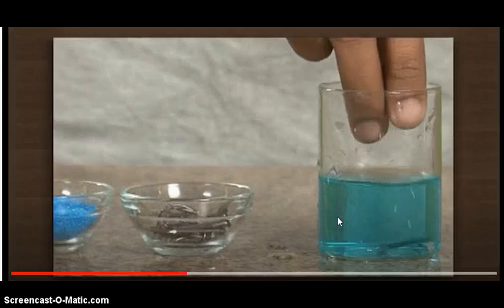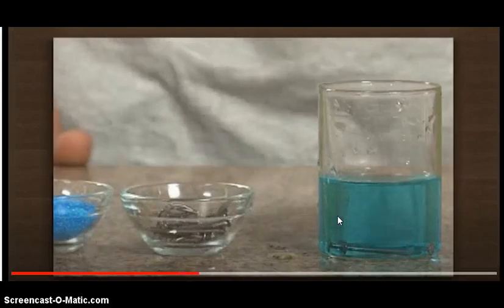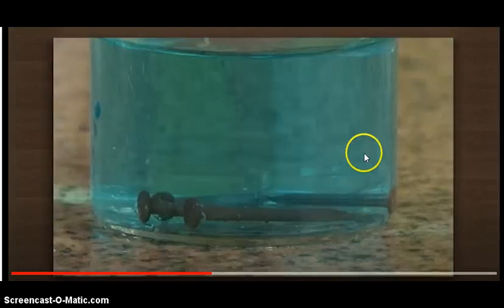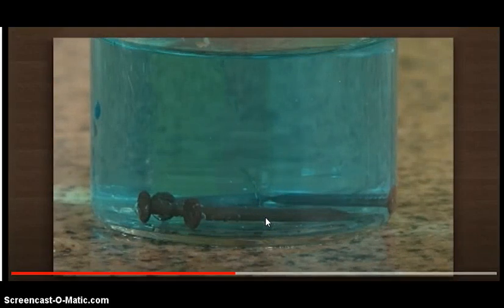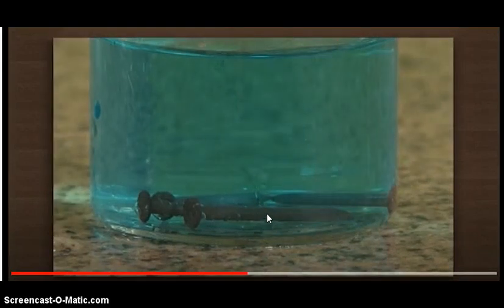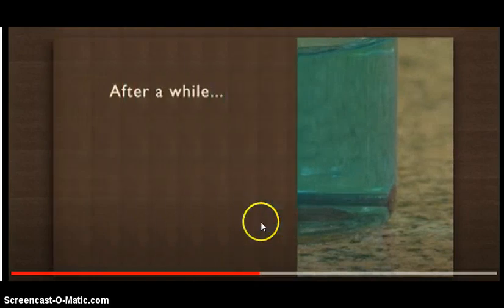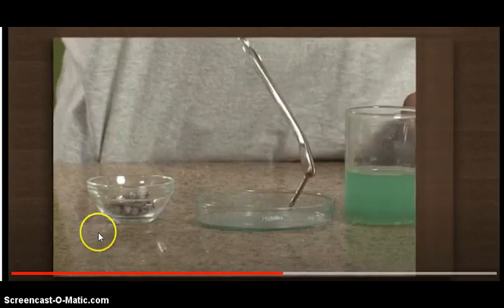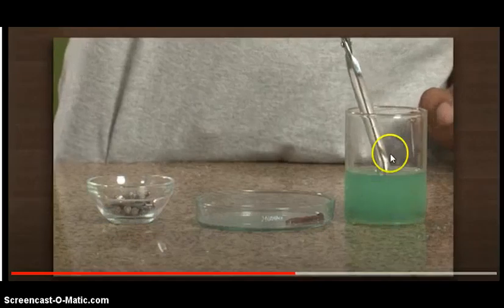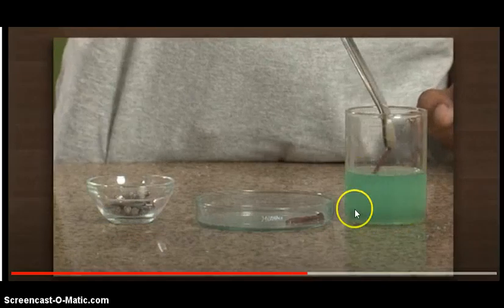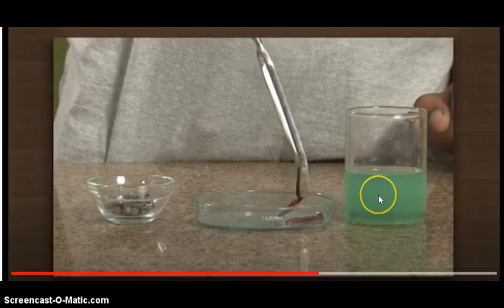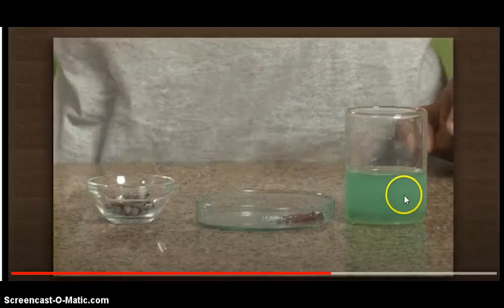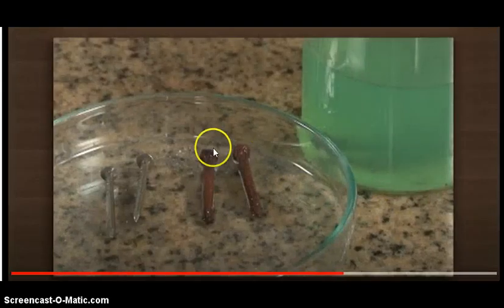We can also add dilute sulfuric acid to speed up the reaction. Now we have added iron nails to it, and we have to wait for some time. Now we can observe the color change. The color has changed to green. This is green in color, and observe these iron nails.